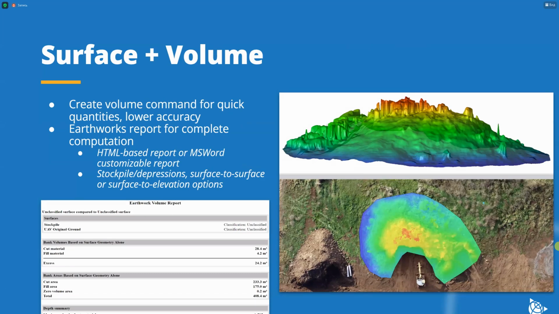And you have 3 different options in calculating your volumes. There's the stockpile depression option, surface to surface, where you compare 2 surfaces to each other, or then a surface to a specific elevation that you would like to calculate. At the bottom left, you can see the earthworks report that you will get out when using that in TBC.